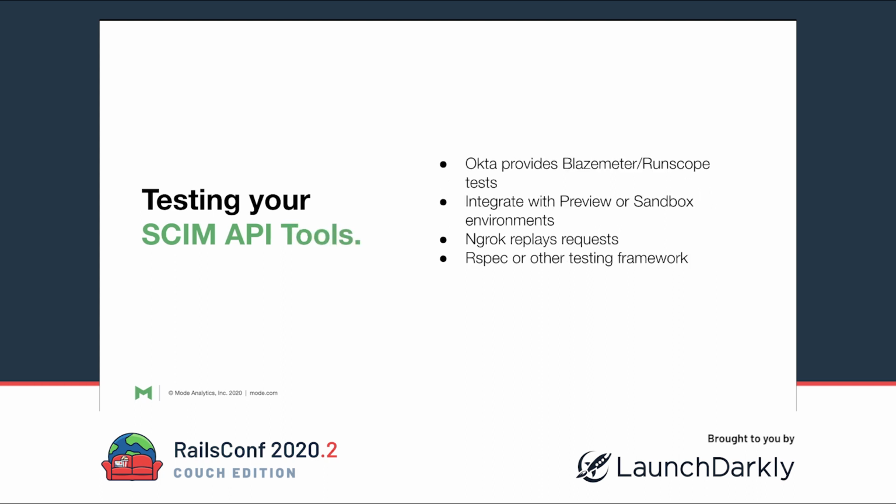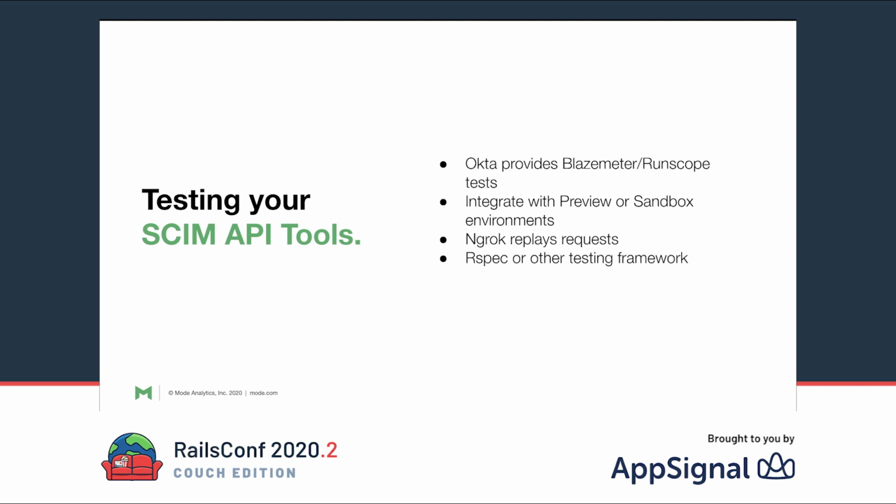So for each of these, there will be different tools you can use. Okta provides tests for your API and basic tests of integrating with their preview environment that work with BlazeMeter RunScope. You'll also want to include RSpec or another framework for integration and unit tests, and possibly penetration testing to ensure that only authorized users are accessing and making changes through your SCIM API.